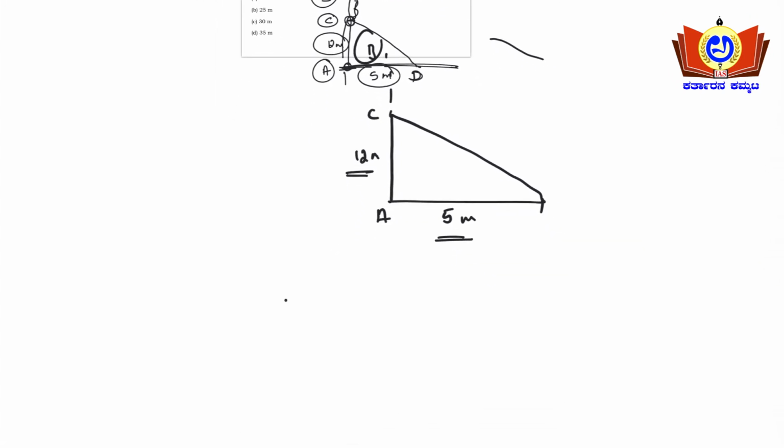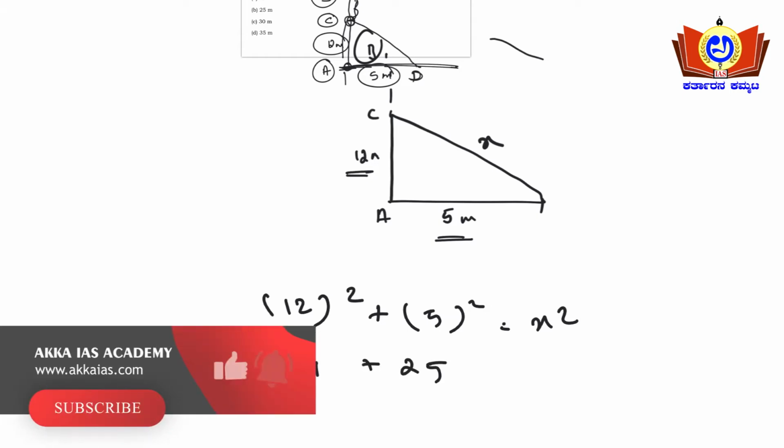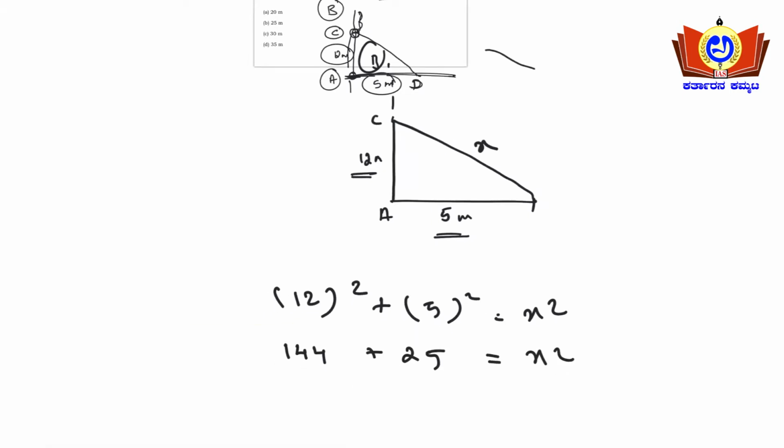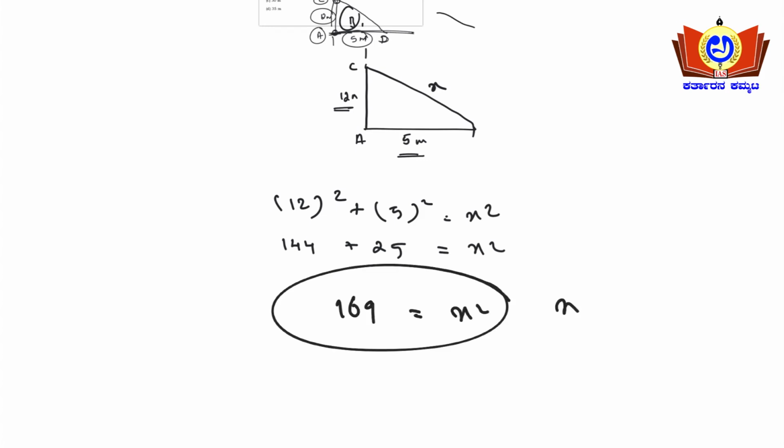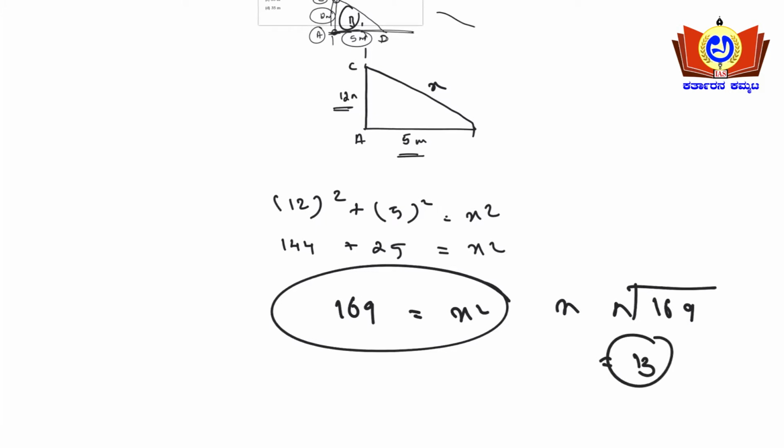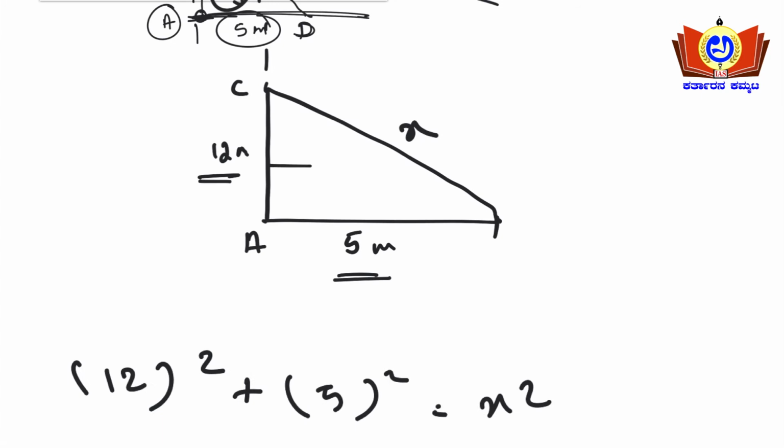Here, 12 square plus 5 square will be, we shall consider it as x square. 12 12s are 144 plus 5 5s are 25, that will be x square. So 144 plus 25 will be 169, so x square is 169, and x will be the square root of 169, that is 13, my dear friends. So A to C was 12, and C to B will be 13.